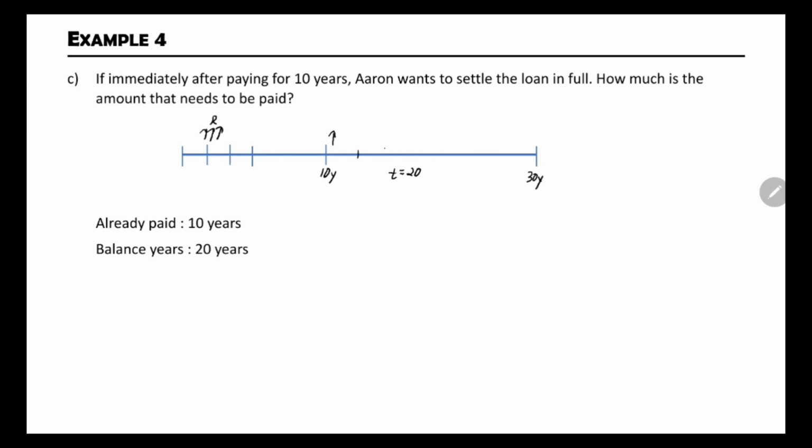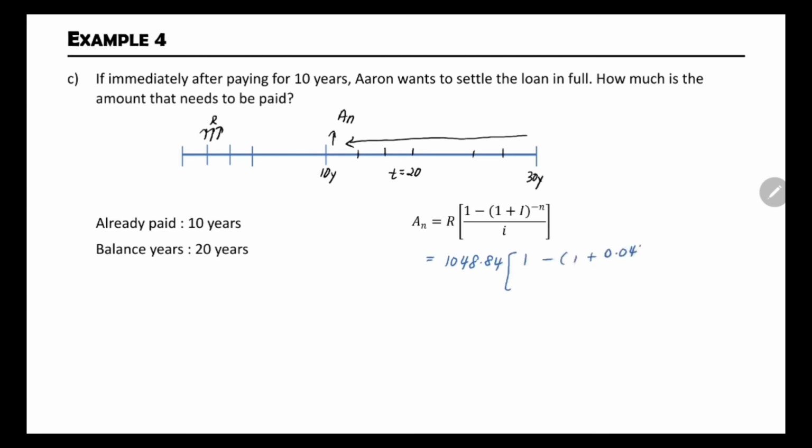The amount for another 20 years he wants to pay in full at the 10th year. So suppose he paid monthly up to 30 years, but then the amount here he wants to pay now. Means this is the present value of the debt. AN is given as R times 1 minus 1 plus i, power of negative n, over i, where R is 1048.84, i is 0.045 divided by 12, and N is 20 years, the remaining years, times 12.